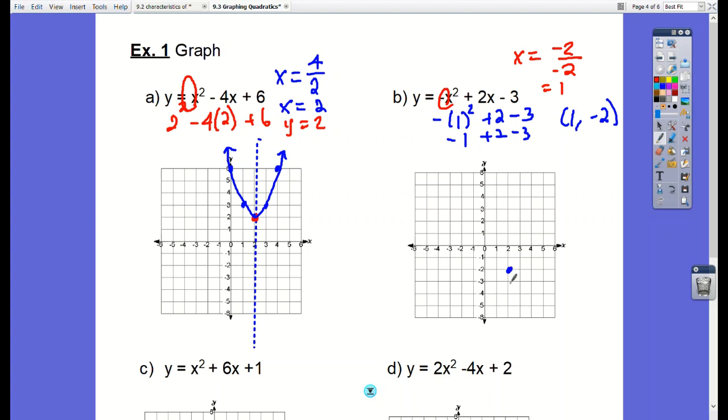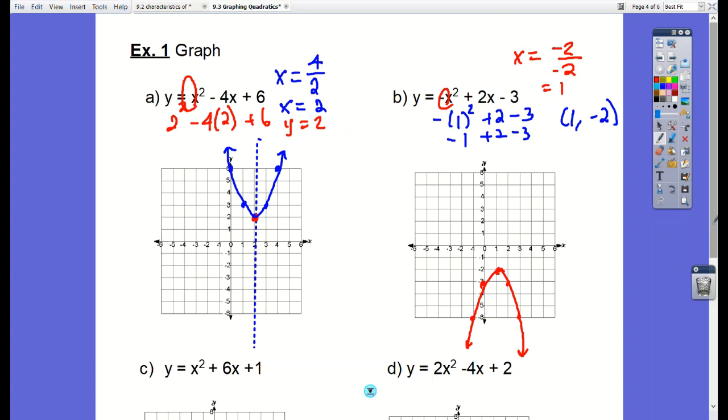So now we're going to go down 1, right 1, and then down 4, right 2. I'm just off by 1 here. Oh, how about this? Thank you, Will. And then here and here, right? So down 1, right 1, down 4, right 2, down 1, left 1, down 4, left 2. There's our graph.